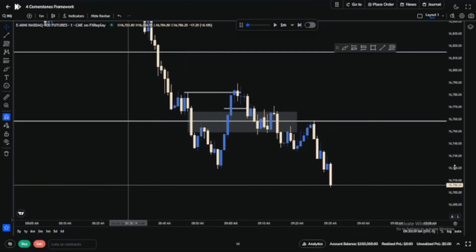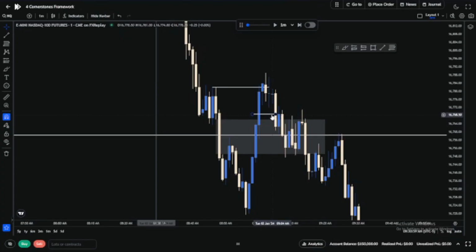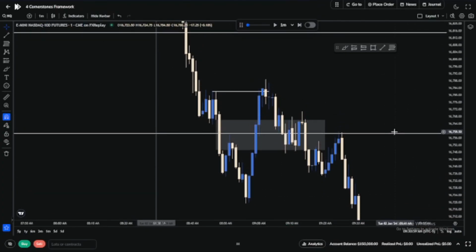Do you have any questions about anything before we move on to the next example? So you guys trade by inverse fair value gap. Y'all don't do it by break of structure?